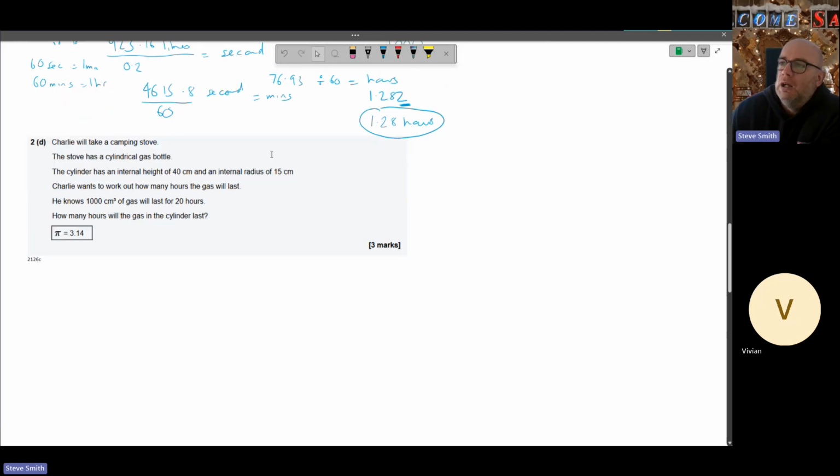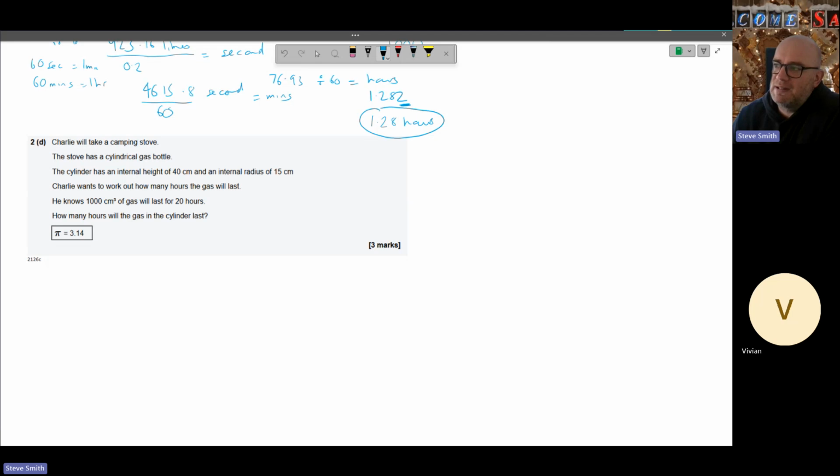Okay. Charlie will take a camping stove. The camping stove is a cylindrical bottle. Okay, we've just done a cylindrical bottle, but we've done a hot tub. The cylinder has an internal height of 40 centimeters and an internal radius of 15 centimeters. Charlie wants to work out how many hours the gas will last. He knows that 1,000 centimeters cubed of gas will last 20 hours. How many hours will the cylinder last?